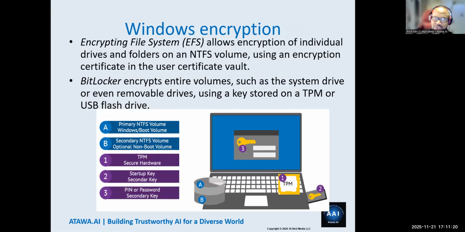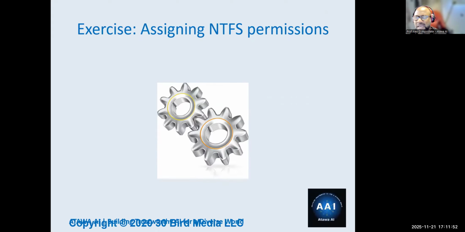For Windows encryption, you have the Encrypting File System, which is almost a combination of symmetric and asymmetric encryption. It allows you to encrypt individual files or folders using an encryption certificate in your user vault. BitLocker can encrypt the entire volume, such as your system drive or even your removable drive, which is called BitLocker To Go, using a stored key on the TPM on your drive. This is Windows specific, so if you're using Mac or Linux, you'll need to find the equivalent.